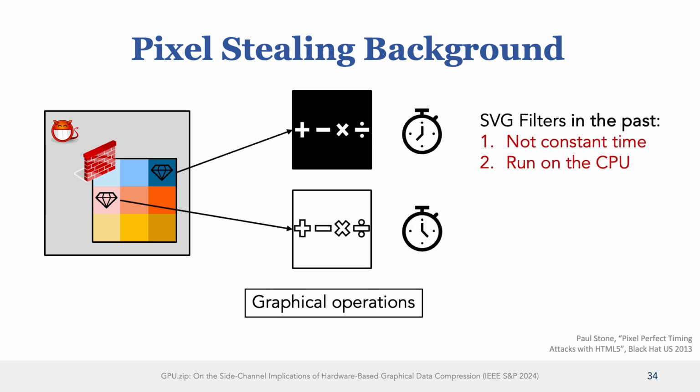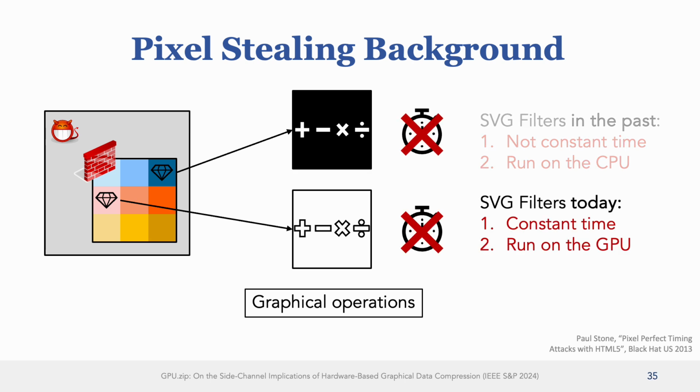Prior work shows that a malicious host web page can learn the content of the cross-origin one by rendering a SVG filter stack, because SVG filters used to be executed in the CPU and not implemented as constant time. Attacks from Paul Stone and Driscoll have shown how to launch such timing side-channel attacks. In response to the prior attacks, Chrome implemented their SVG filter in constant time and also offloaded the graphical operations to the GPU. The hope is that by doing so, the attack surface can be eliminated.